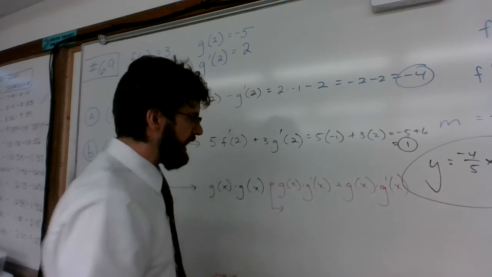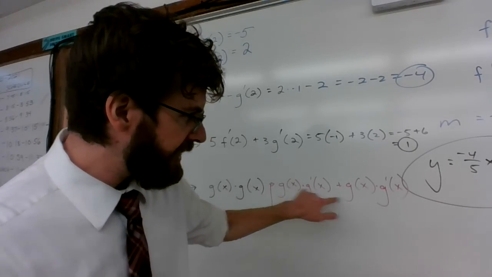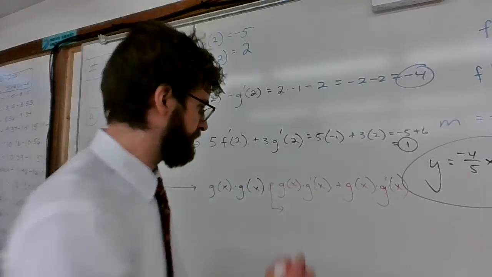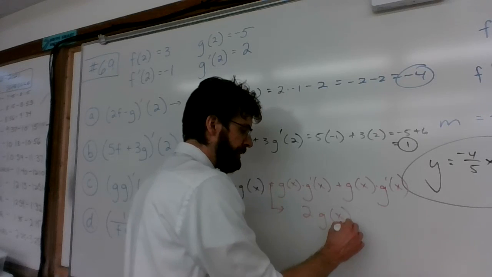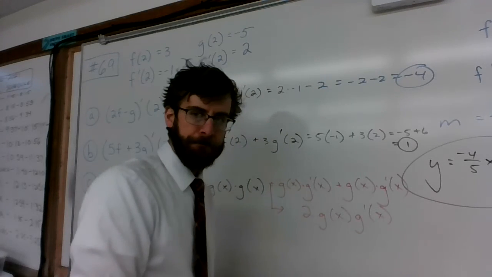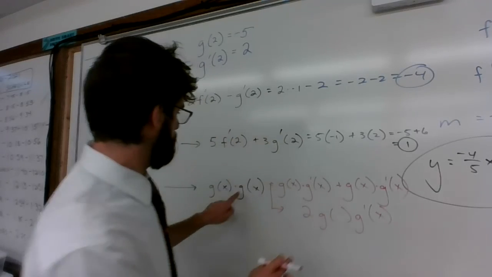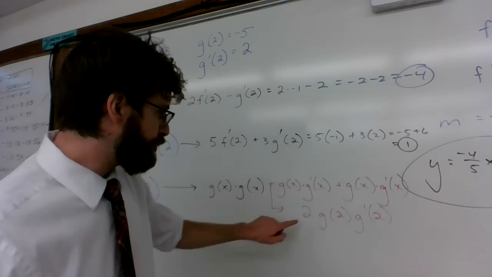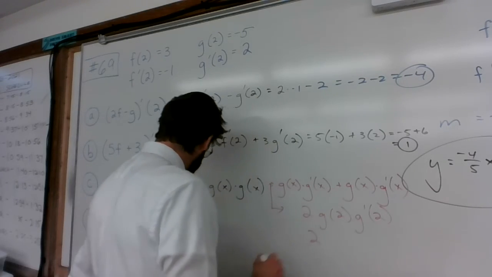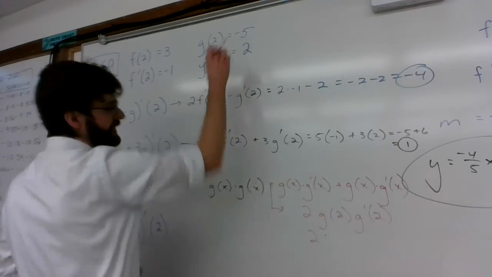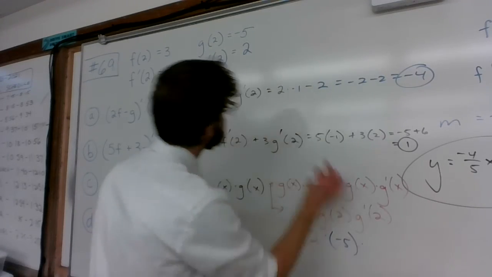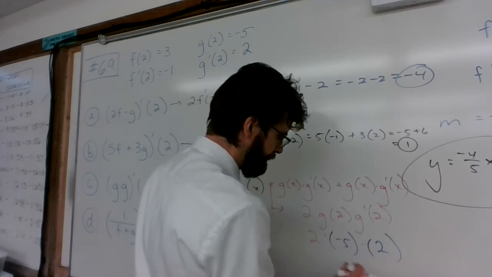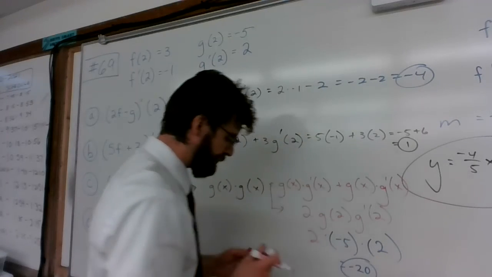So that would be essentially 2 of these, right? So 1 g(x) g prime of x plus 1 g(x) g prime of x is 2 g(x) g prime of x. All right? And then you're plugging in 2. So that gives us 2 times g of 2, which is negative 5, times g prime of 2, which is 2. So negative 10 times 2 should be negative 20.